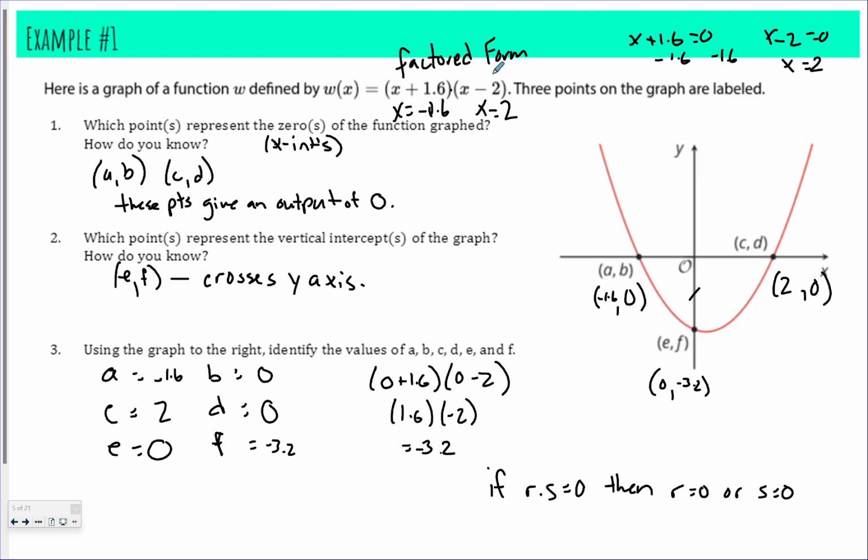But there's a few different cases that can come up that we'll talk about. So in this case, think opposite operations, how the positive 1.6 gives you a negative 1.6 for a 0 or an x-intercept, and the negative 2 becomes a positive 2 for the x-intercept. So definitely keep that in mind. All right, let's move on.